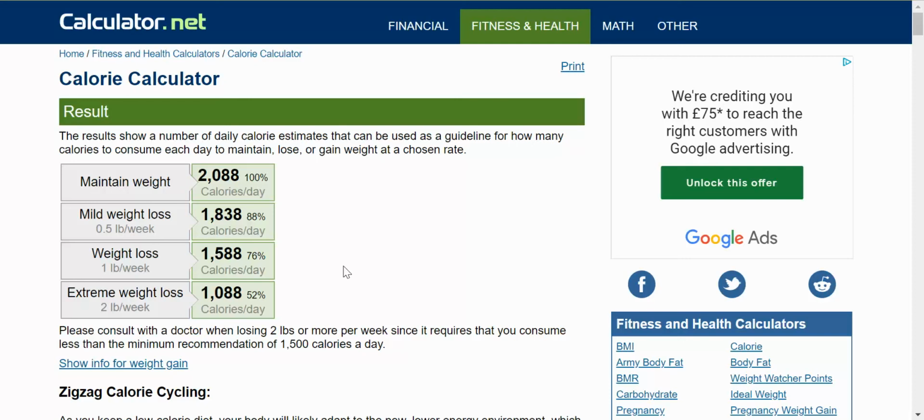So, hope this helps you. Hopefully this all makes sense. Now that you've got these figures, you could enter that into MyFitnessPal and go from there and start logging your intakes and having some fantastic weight loss results.